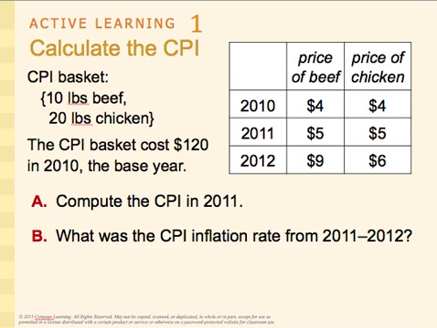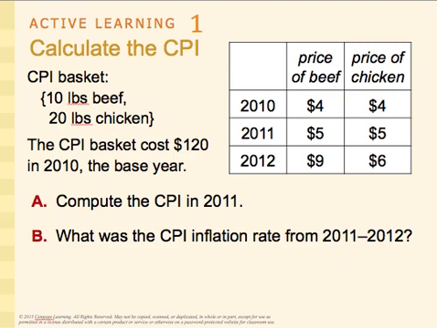So in 2010, to get 10 pounds of beef, we pay $4 per pound, and to get 20 pounds of chicken, we pay $4 per pound, and our market basket of beef and chicken costs $120 in 2010, which is going to be our base year. We can compute the CPI for 2011. We can also answer the question of what the CPI inflation rate was from 2011 to 2012.